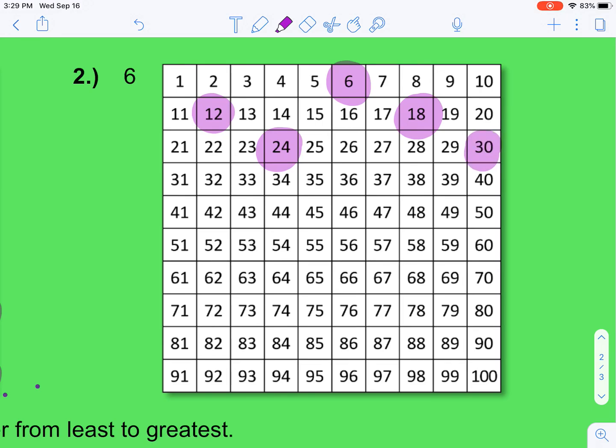6 times 6 is 36. 6 times 7 is 42. 6 times 8 is 48. 6 times 9 is 54. 6 times 10 is 60. 6 times 11 is 66. 6 times 12 is 72.